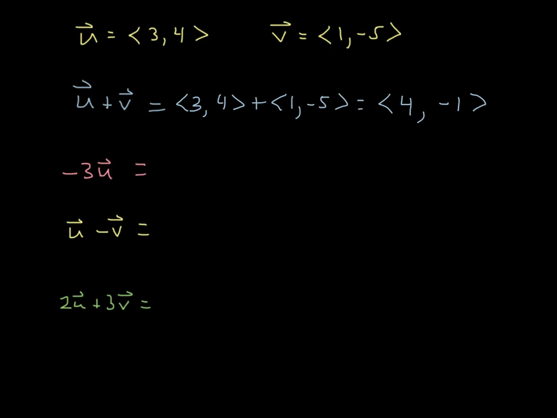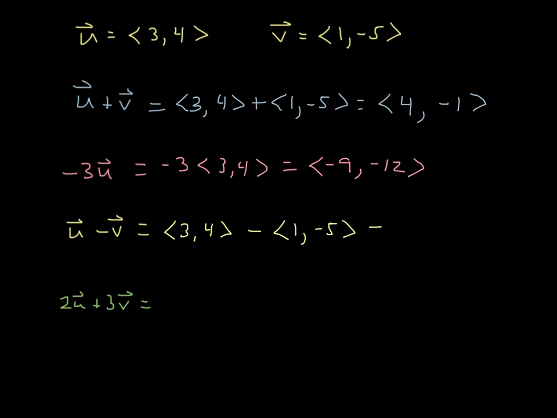Now when I take negative 3 times u, it's going to be negative 3 times the vector 3, 4. And really I'm just going to multiply each component by the negative 3. So I'm going to get the vector negative 9, negative 12. When I do vector u minus v, I'm going to take the vector 3, 4 minus 1, negative 5. And very much like when we added the two, now I'm just going to subtract the corresponding components. So the first component is 3 minus 1, which gives me 2. And 4 minus the negative 5 is going to be 9.